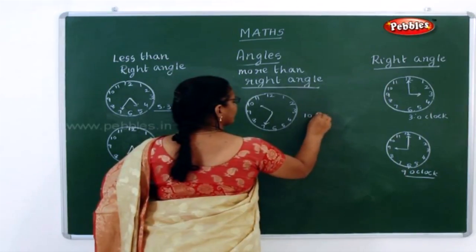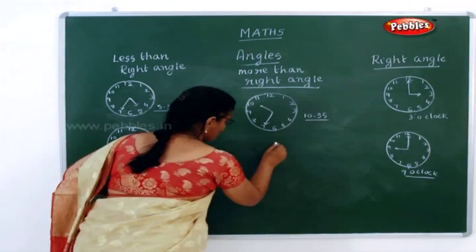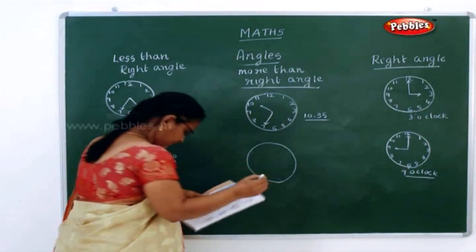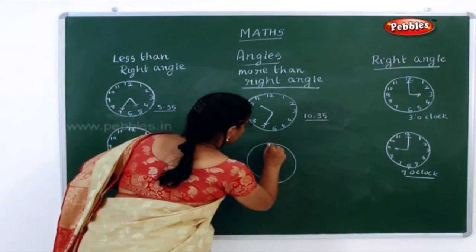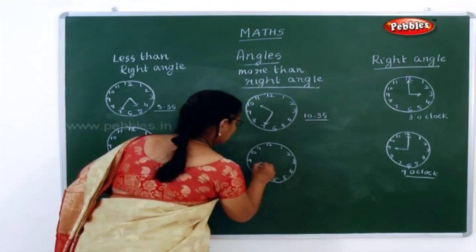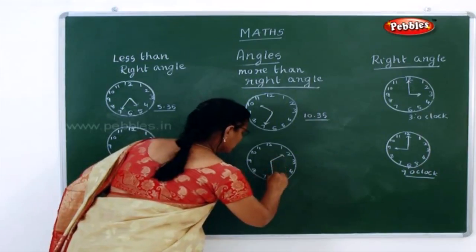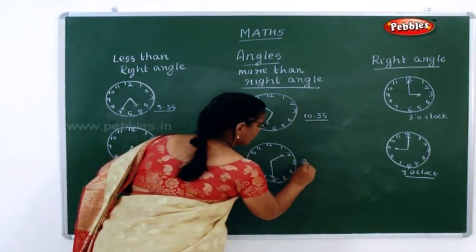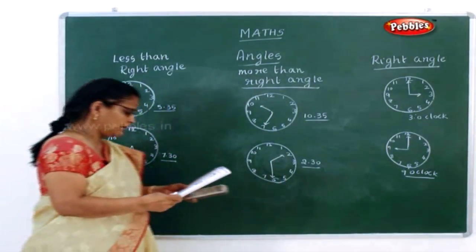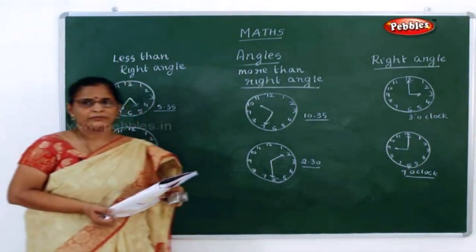See 10:35. So this is more than a right angle. Now the next one, the hands of the clock, shows more than a right angle. See 2:30. The hands of the clock also show more than a right angle. So the rest of the things you can do as your homework.